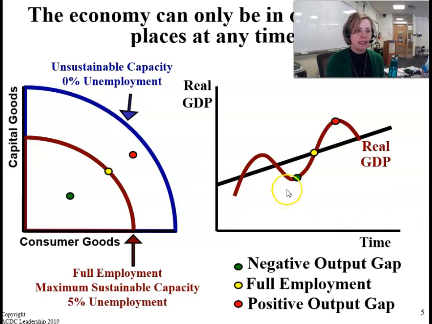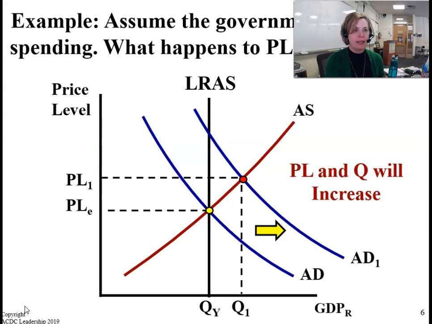On the business cycle, those 3 points would be shown here. Full employment is, again, 5% unemployment. What would happen if the government increases spending? If the government increases spending, you know that aggregate demand would shift to the right. That would cause real GDP or output to grow and also the price level to grow.